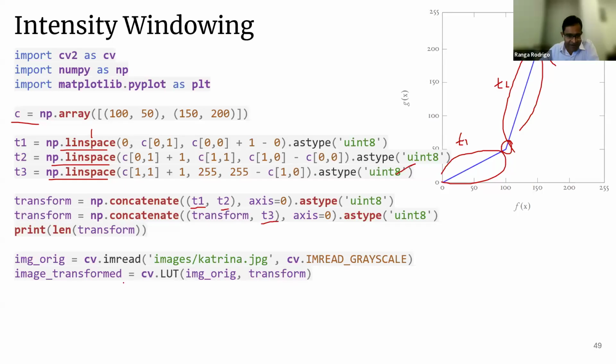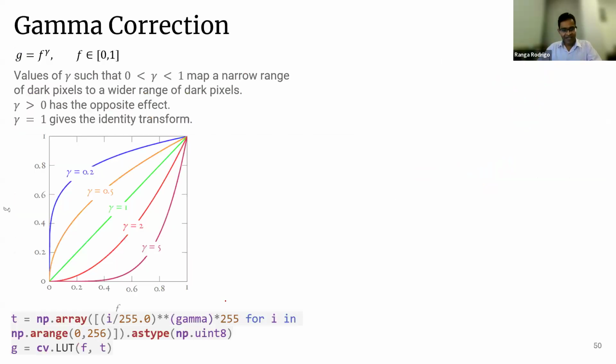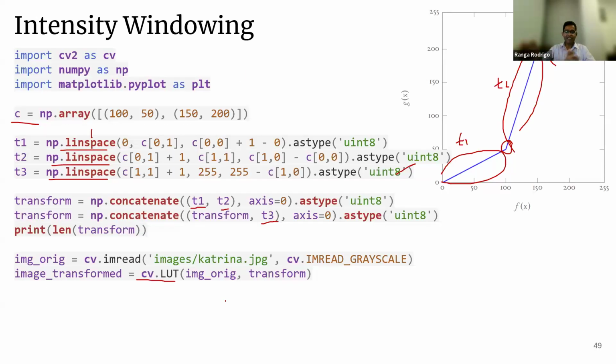After that, we can do the same thing. Here I'm using cv.LUT, but you could have used the same thing, transform, and put the original image into that. When you do that, different things can happen. By changing these coordinates, you can get different things to happen.